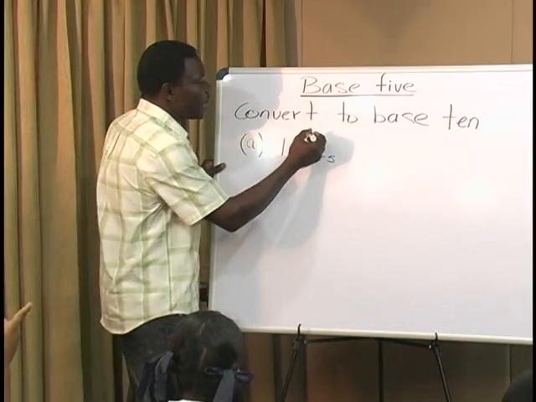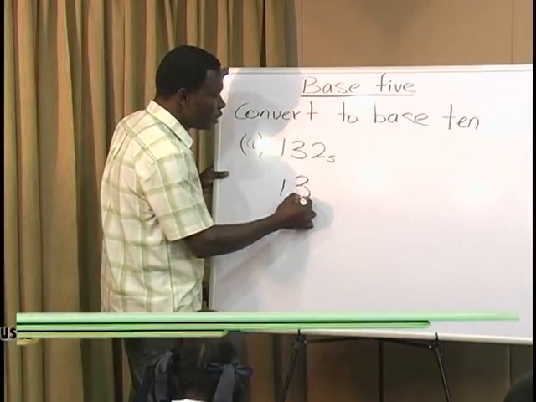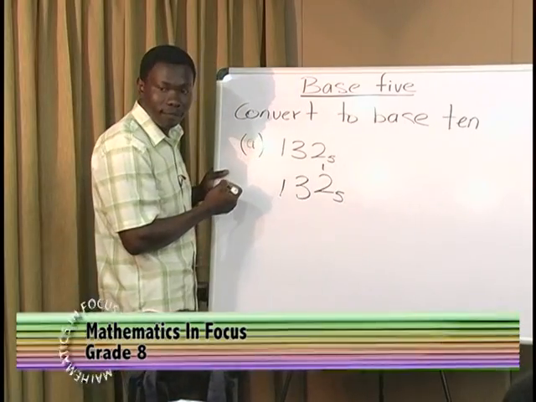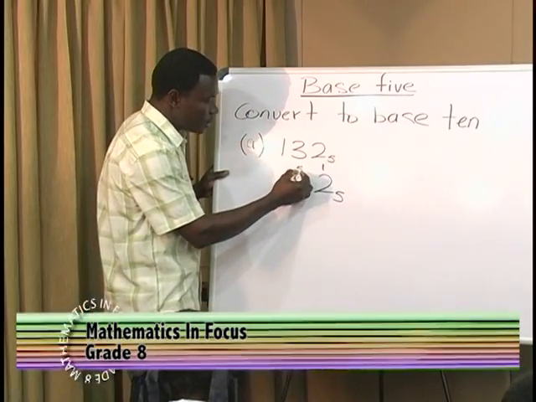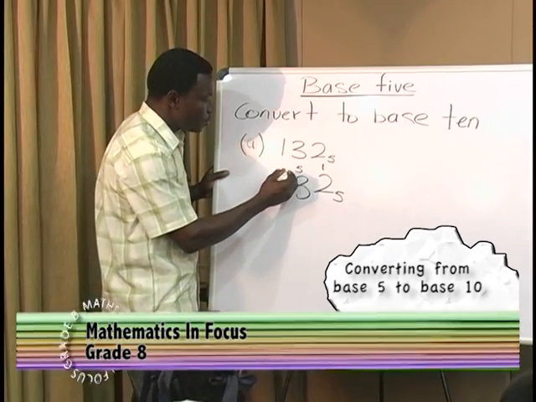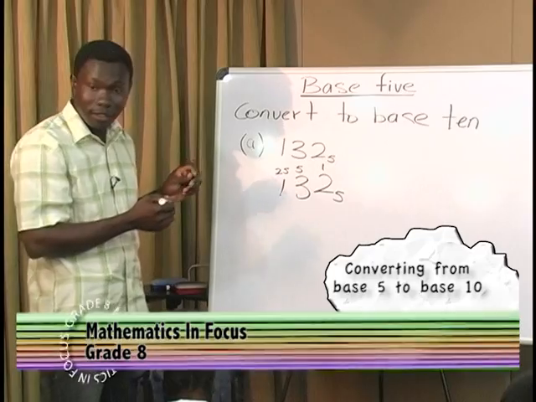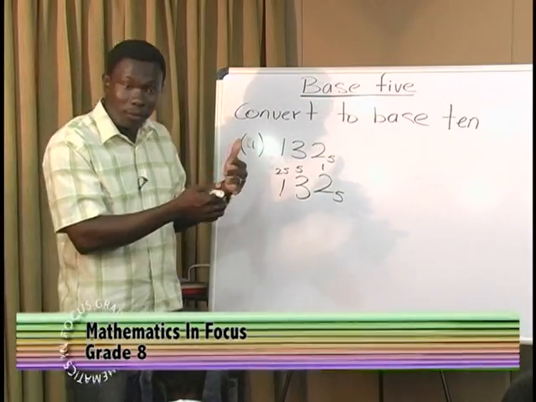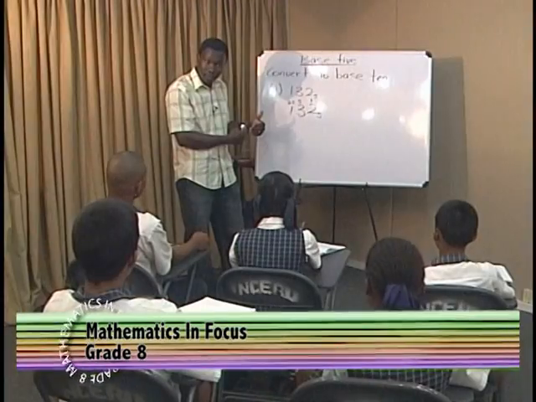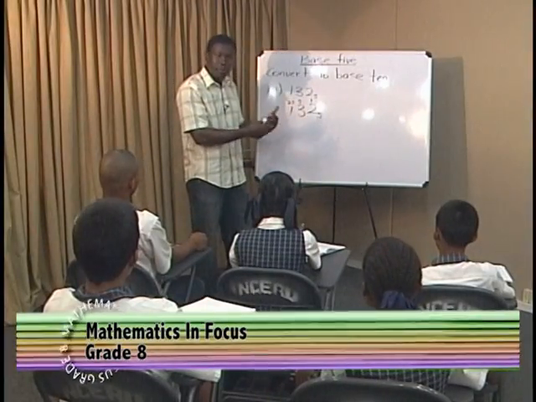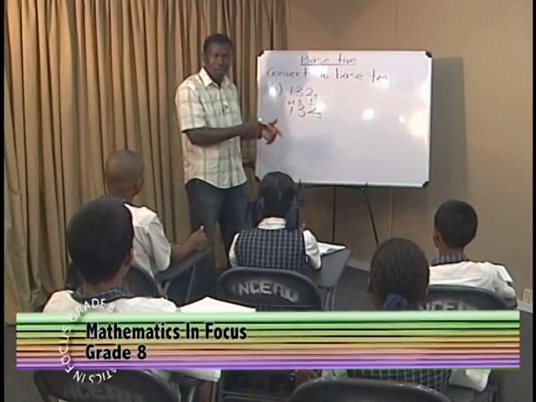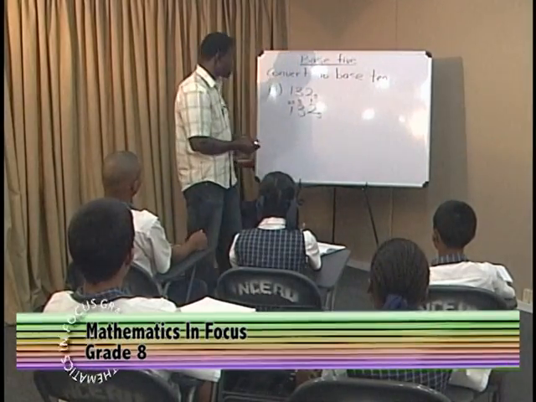So for 132 base 5, the place value here is 1s. The place value here, you correctly said, is 5. So the place value here will be 25. Whatever base you're dealing with, you just keep multiplying by that number. If it was base 2, you multiply by 2s as you go along, so you'll have 1, 2, 4, 8, 16, and you go along like that.